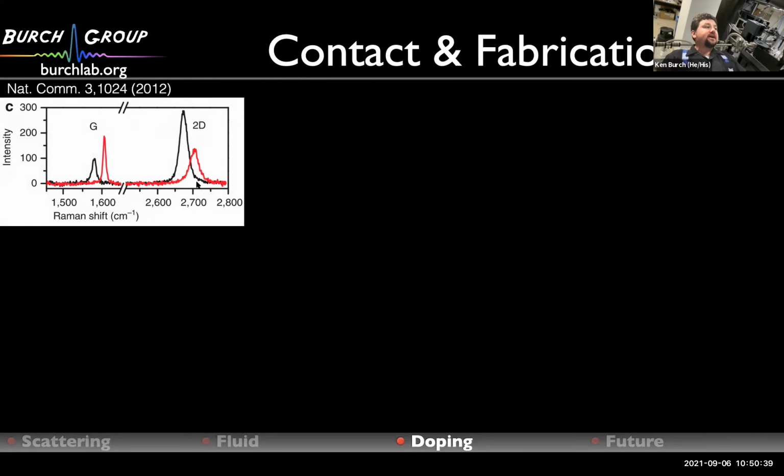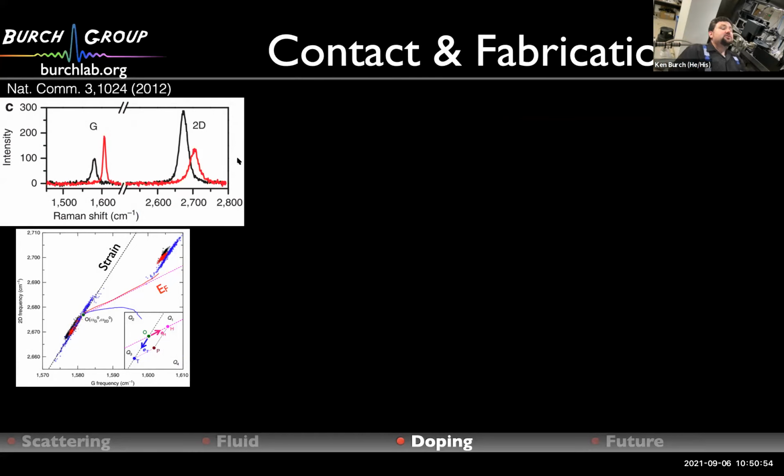So this is Raman scattering in graphene where you have two key characteristic phonons, the G peak and the 2D peak. And the black line is intrinsic graphene, and the red is after it's been doped by annealing. So in fact, what happens is the G peak and the 2D peak have different dependencies on strain and doping, and you can make use of that.